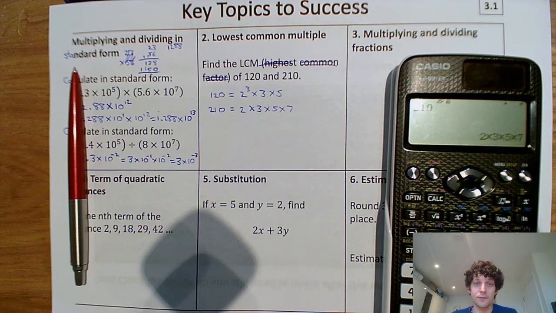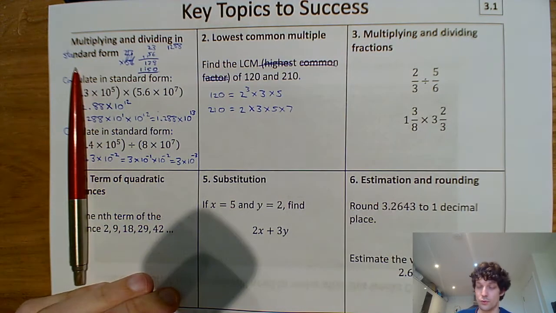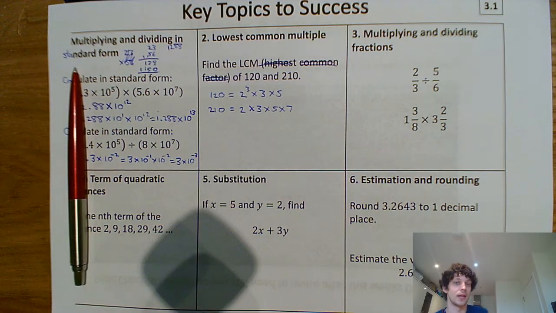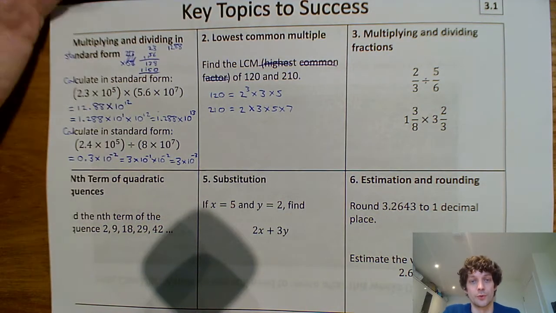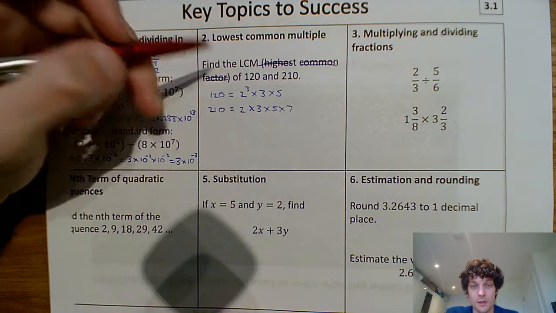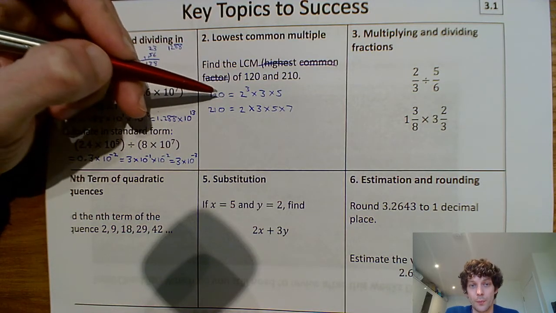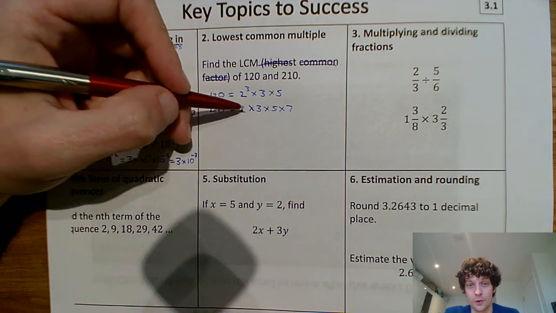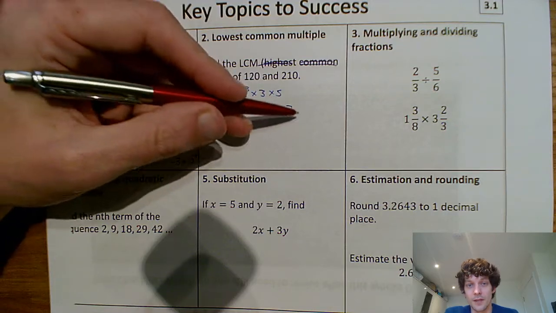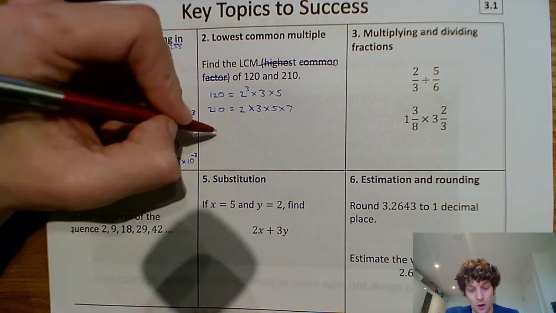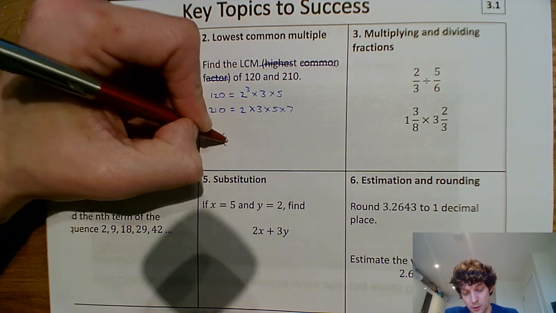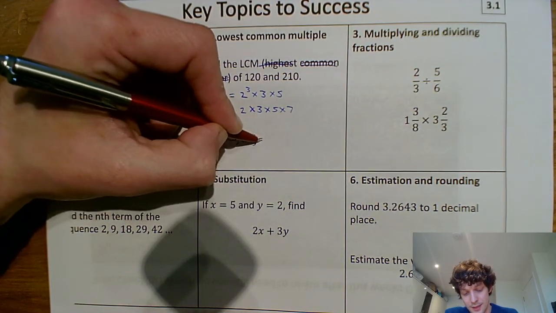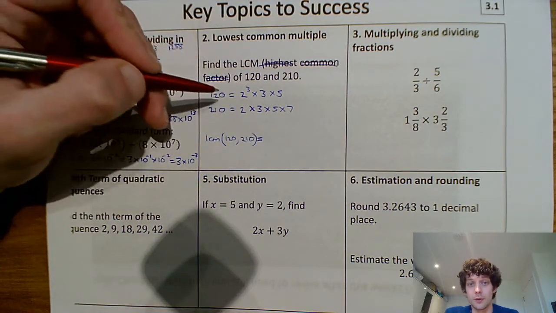Okay, with smaller numbers, if I'm finding the lowest common multiple, I can just list them out. I don't really want to be listing loads of multiples of 120 and 210 and hope that I get one the same at some point soon. So to find the lowest common multiple, I need 120 to fit inside the other number, and the same for 210. So I need to make sure all of these things that are in the prime factorization are included. So for my lowest common multiple of 120 and 210, I need some 2's. How many 2's do I need?